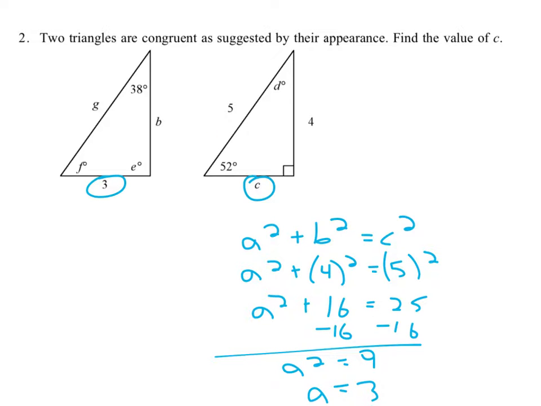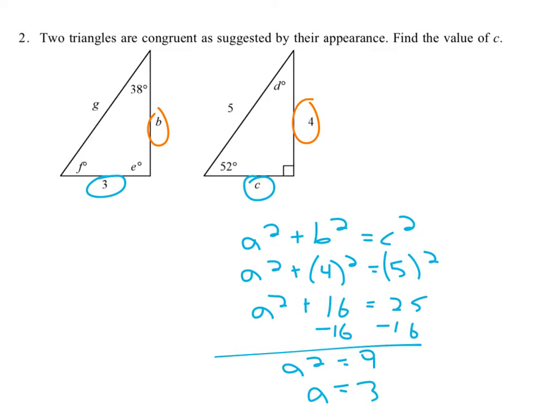So we don't even need to know that they're congruent. But the fact that they're telling us they're congruent means we can just look at corresponding parts, and that's the whole idea. Look at these corresponding parts, and if they're congruent, all corresponding parts are congruent, and so therefore C must equal 3.